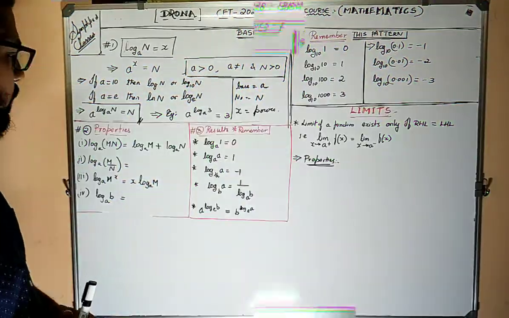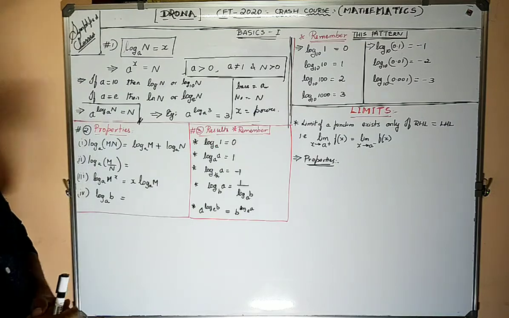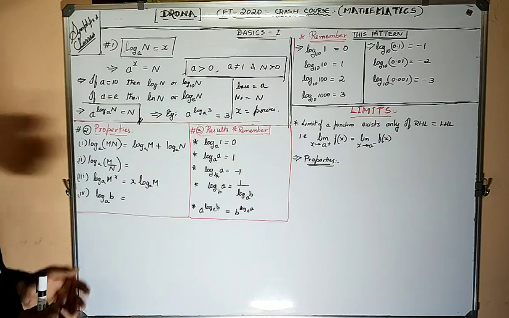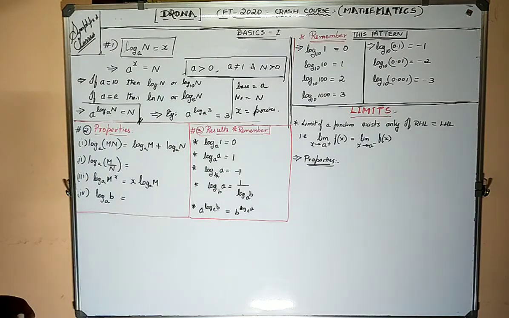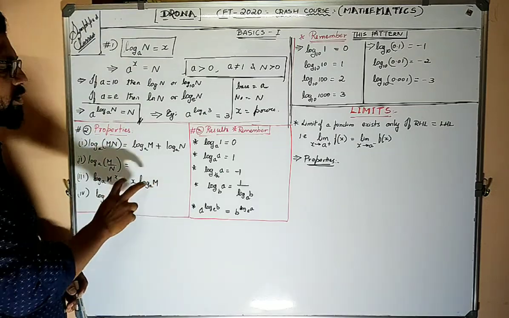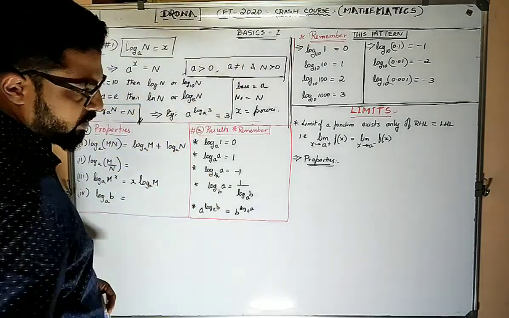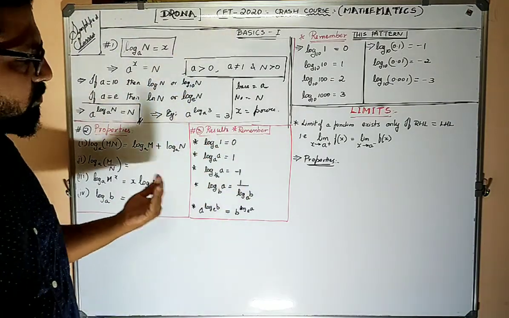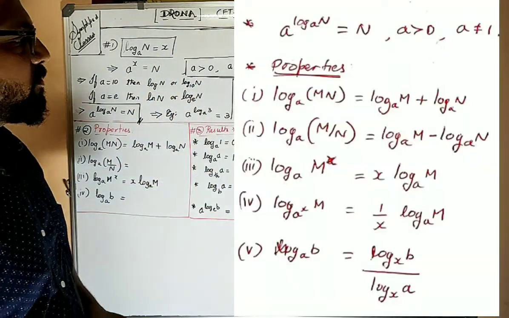So moving on to the properties of logarithm. The first property you are learning about is the addition, that is, multiplication of two terms. Log of m into n is nothing but log of m plus log of n. Simple as that. I've also made this a picture of the notes I've written.